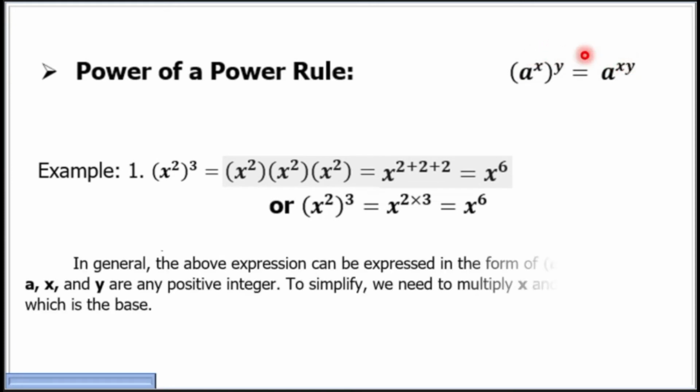Next, in general, the above expression can be expressed in the form of the quantity of a raised to the power of x, raised to the power of y, is equal to a raised to the power of x times y, or xy, where a, x, and y are any positive integers. When we say integer, whole number. To simplify, we need to multiply x and y and copy a, which is the base.